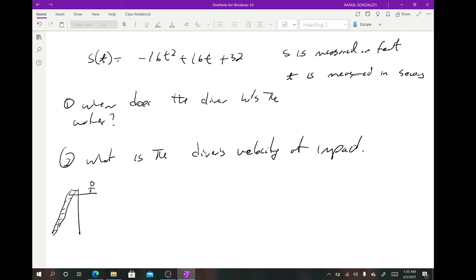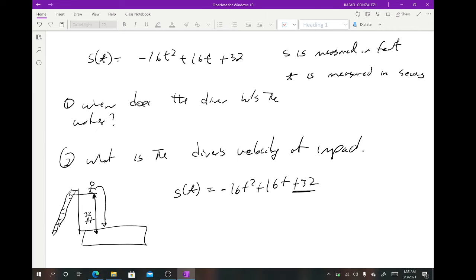In my mind, the diver was up here. Let's say you have the pool down here. So he's going to jump down into the water, and the distance from the diving board to the water is 32 feet. That's what we're saying. This is why in the function given above, s of t, giving us negative 16t squared plus 16t plus 32, this is where we have the plus 32.